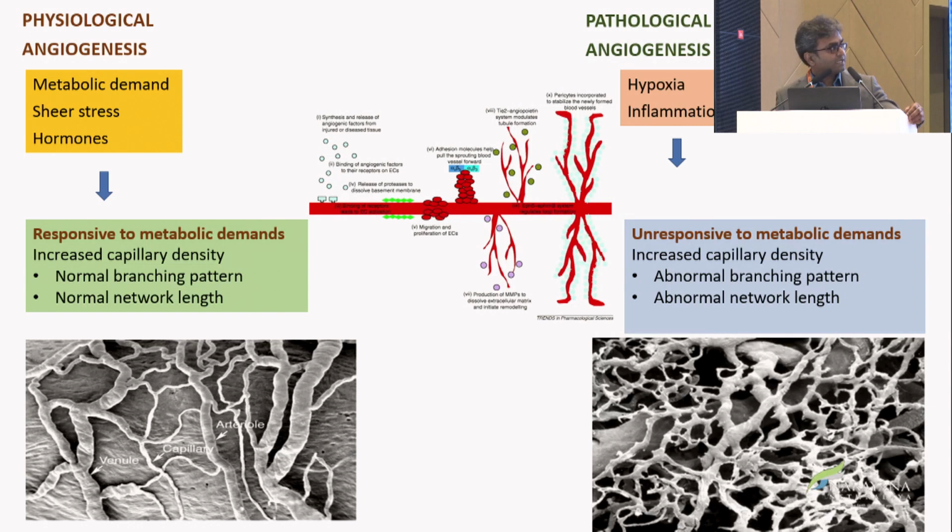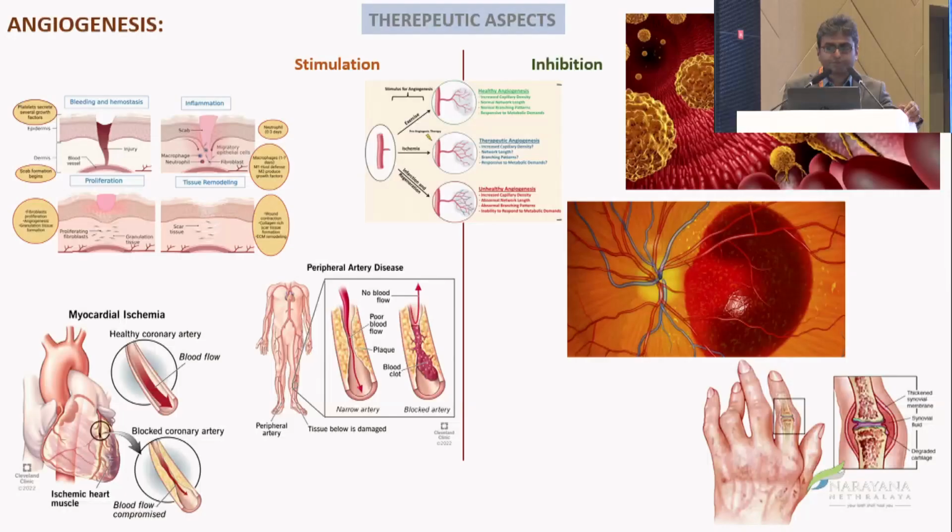So the basic differences between physiological and pathological angiogenesis. Physiological is because of metabolic demand, shear stress, and hormones. So both physiological and pathological result in an increase in blood vessels, wherein you can see a normal branching pattern and normal network pattern and length in the physiological one, whereas you can see a disturbed and abnormal branching as well as abnormal length pattern over here.